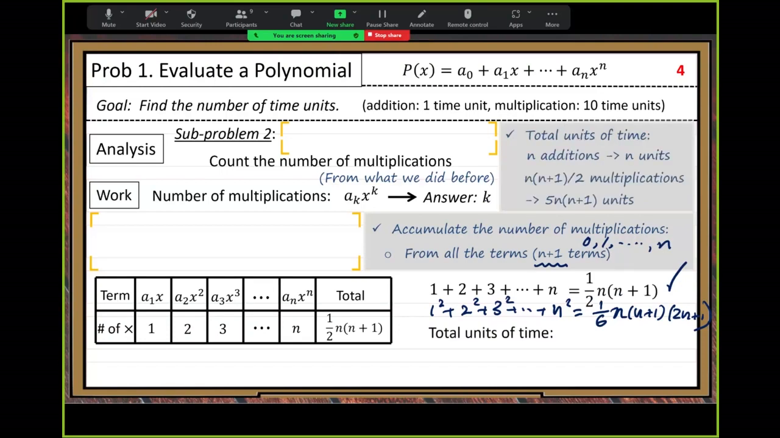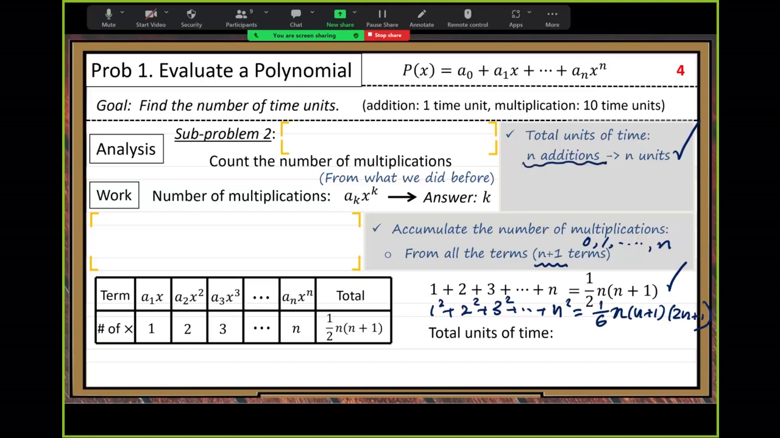All right. So now we are here: the total units of time. Look at the summary. We already have this part. We need n units of time for the n additions.